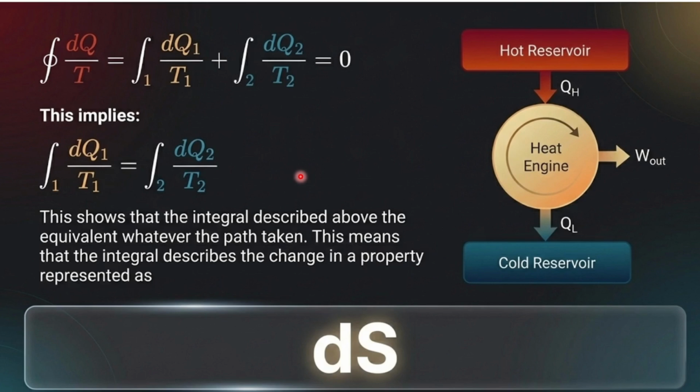If it is a point function, then we are describing a property, and that property, let's call it dS. Spoiler alert, dS is entropy, but for now let's call it dS.